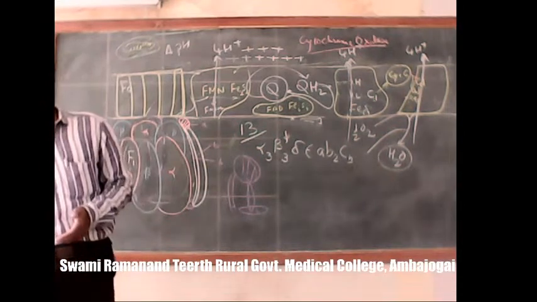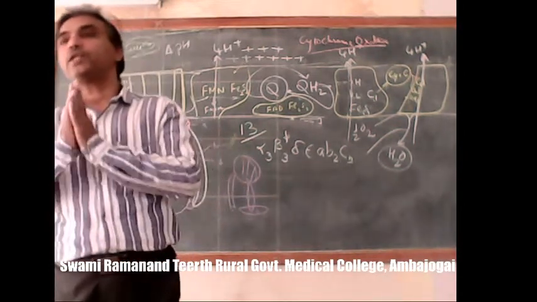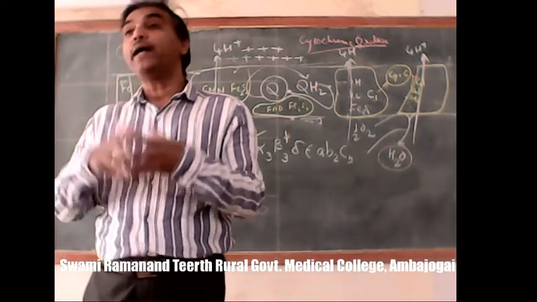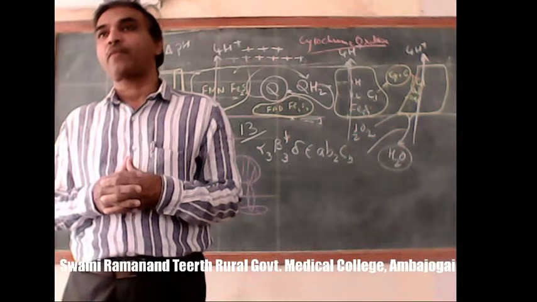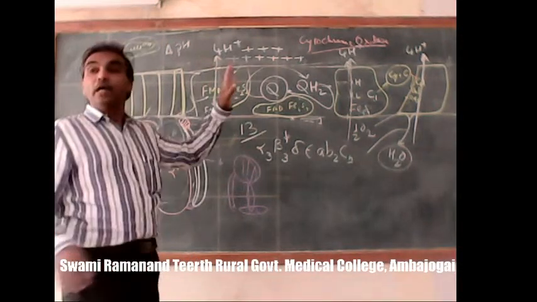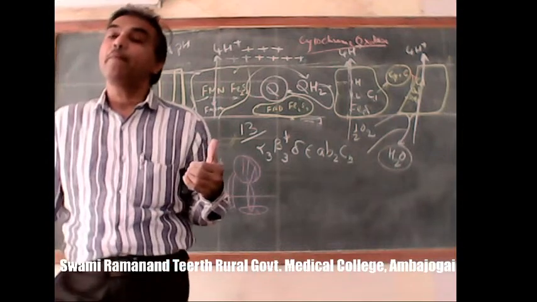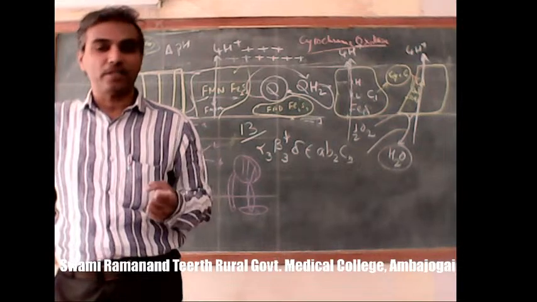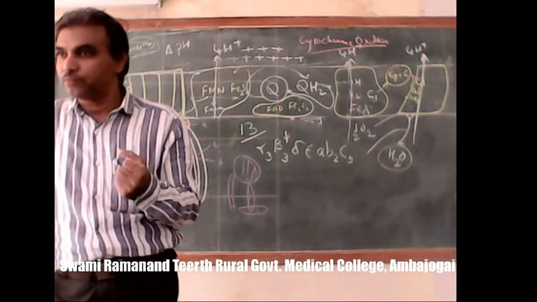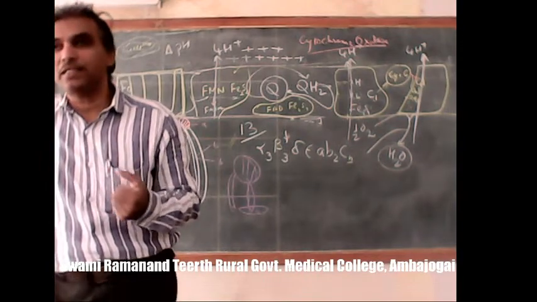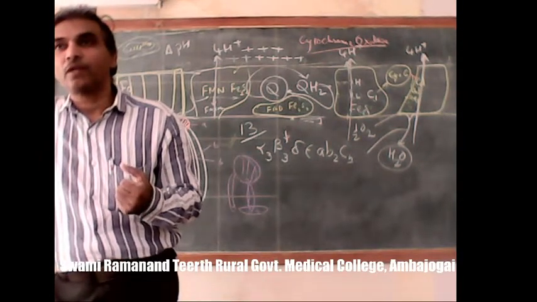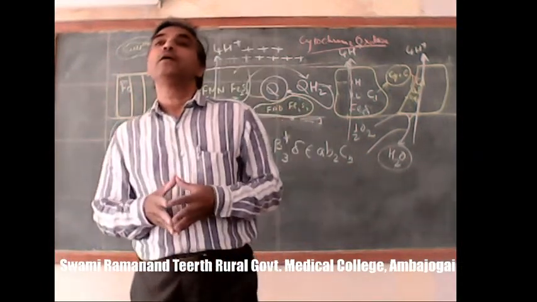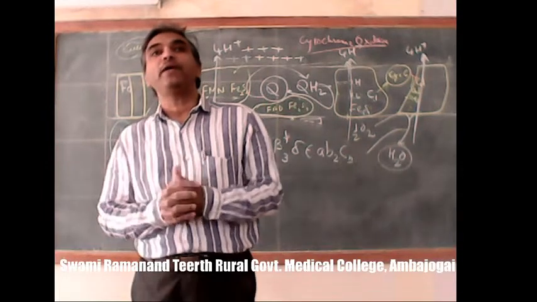Now what happens next? We know the structure of ATP synthase. How exactly are ATPs synthesized? We know that everything is happening, electrons are flowing, finally water is formed from oxygen. But where are the ATPs? Show me the ATP. How are ATPs synthesized? Because nothing over here is seen capturing energy in the form of ATP.